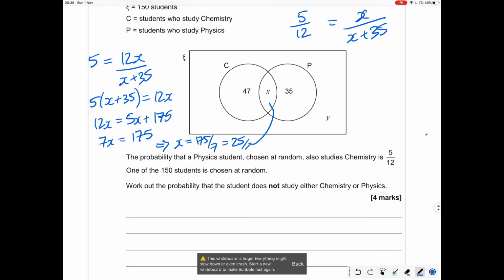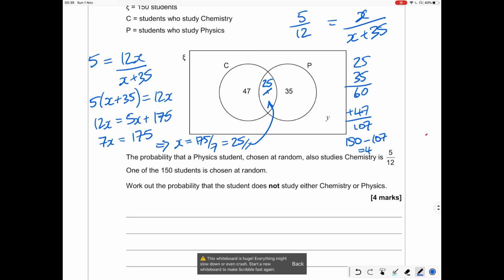So I know now that the number of students in the intersection, that's those people who are studying physics and chemistry, is 25. Now then, if I wanted to, I could also work out the number of people who don't study physics or chemistry. So people who study neither of those subjects. We know there are 150 people in total. 47 plus 35 is 82, plus the 25 is 107. So there must be 43 students who study neither of those subjects.